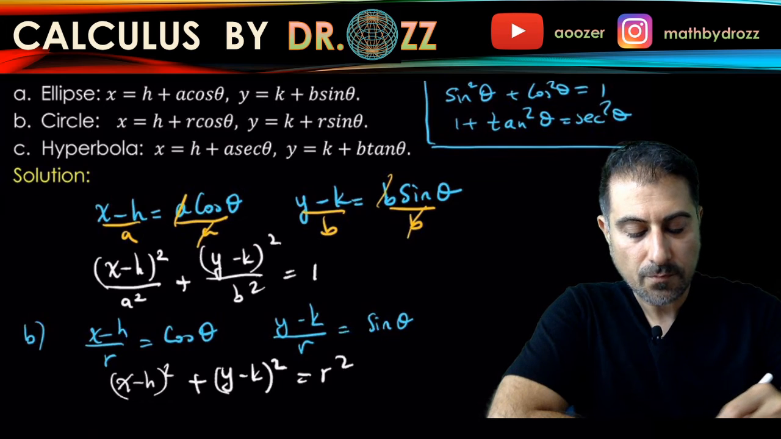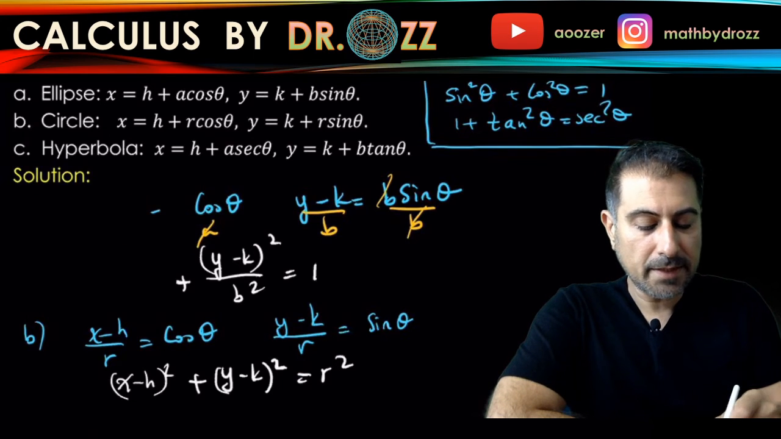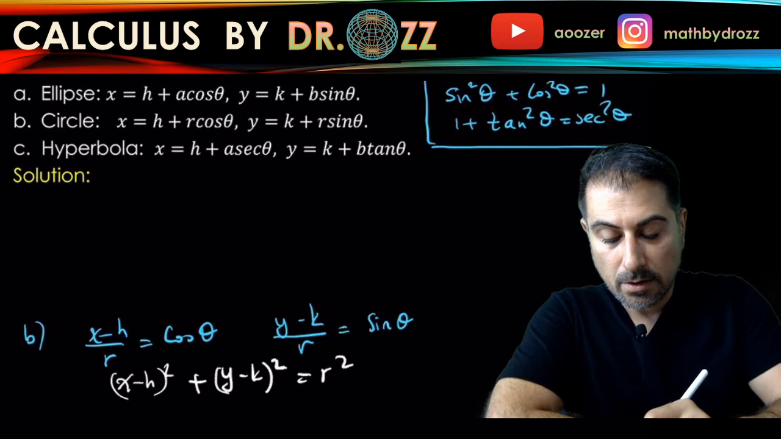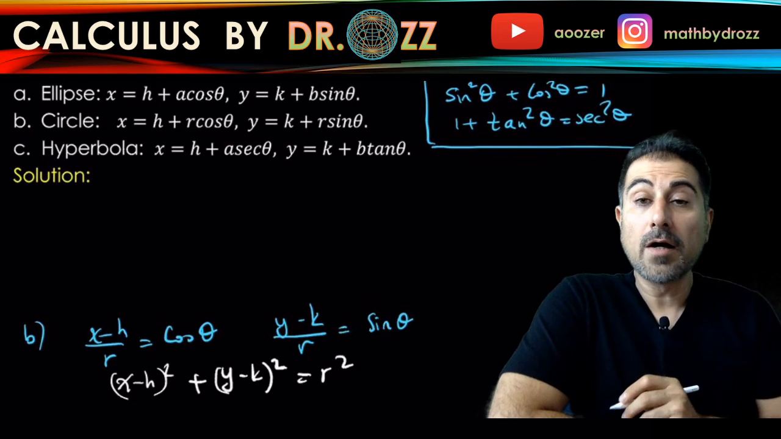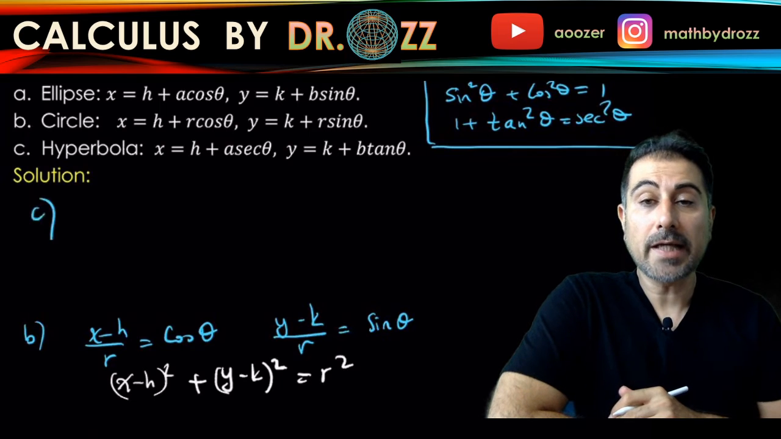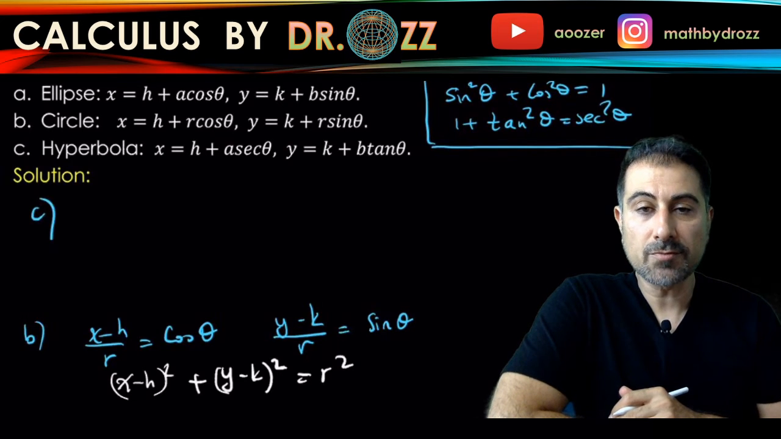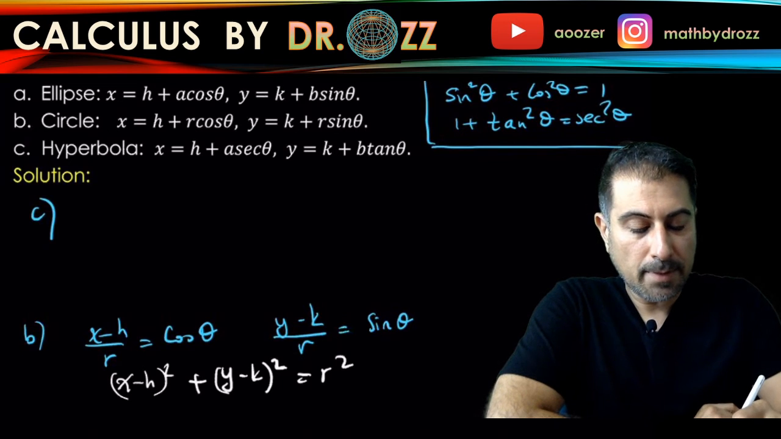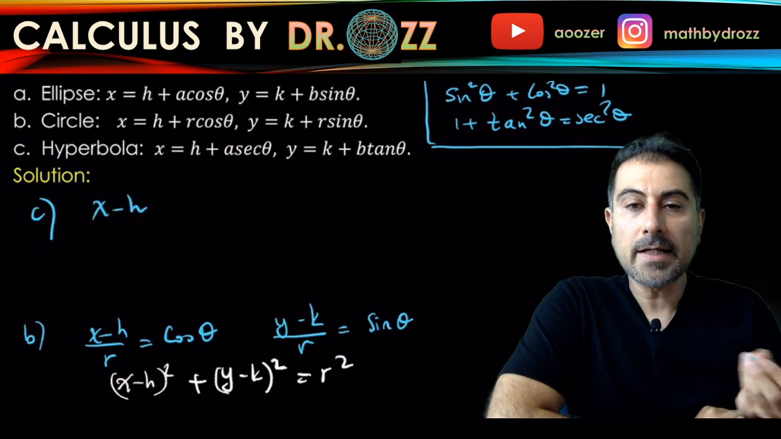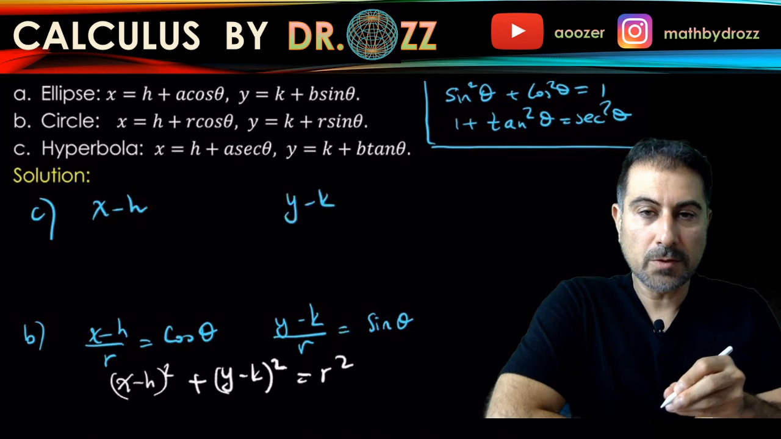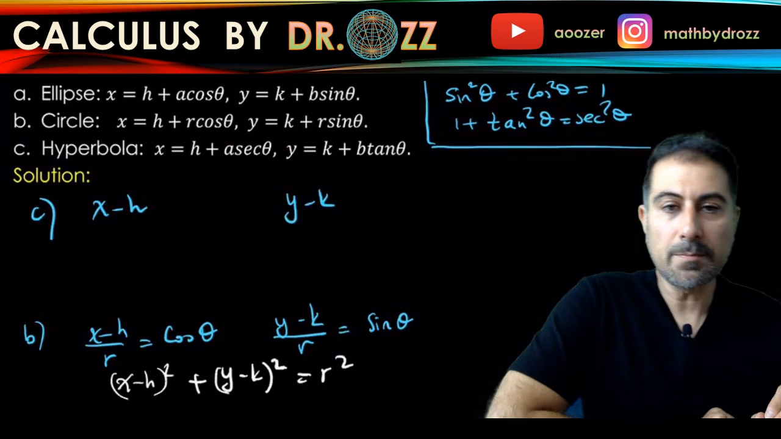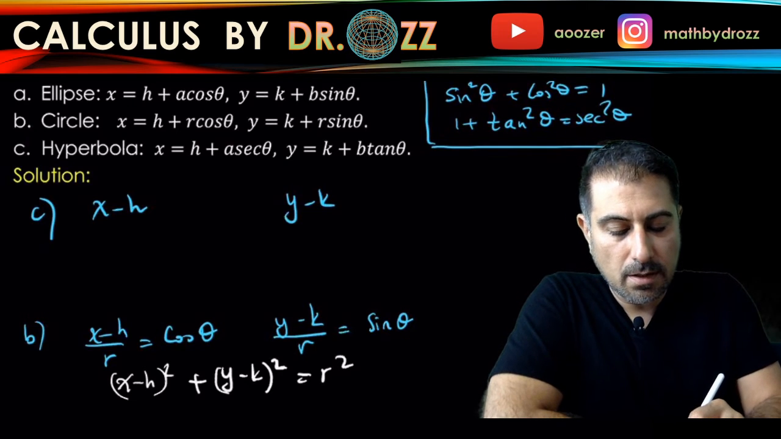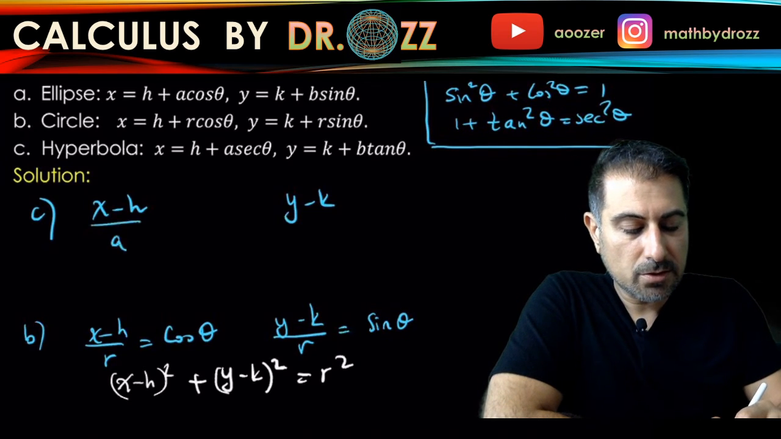For part C, we have secant and tangent, so we should use the second Pythagorean identity here. Apply the same trick: subtract h and k from both sides of the equations, respectively. Then divide by a for the first equation, and by b in the second equation, so that you can isolate secant and tangent.